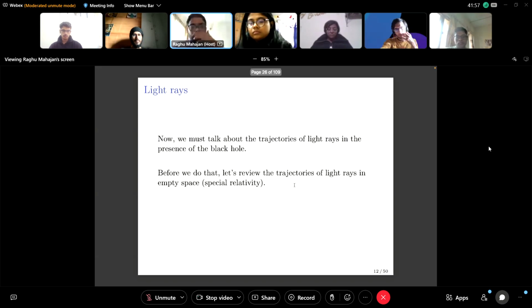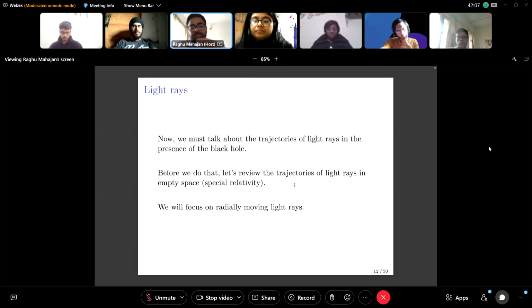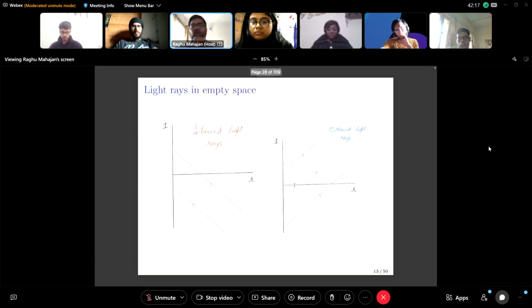Before we do that, let's review the trajectories of light rays in empty space. Empty space is just described by special relativity. So let's just focus on light rays. Let's say you are an observer sitting at a point at the center of the universe, and there are light rays either coming towards you or going away from you. So here is simply what it would look like.